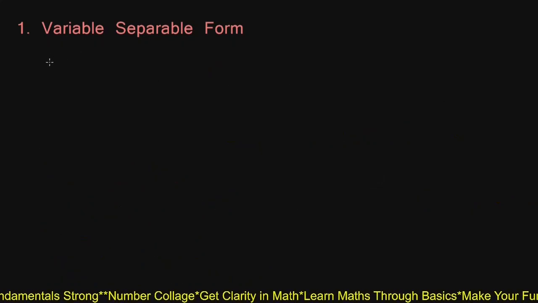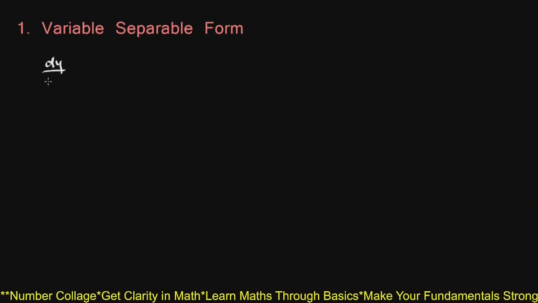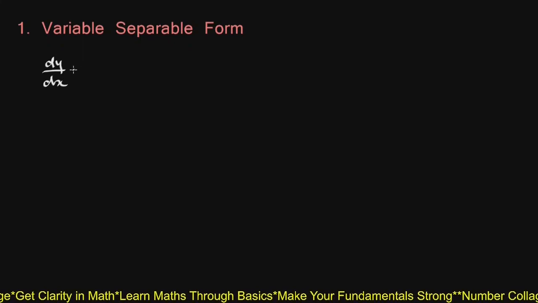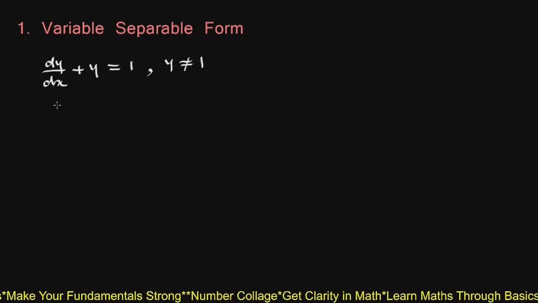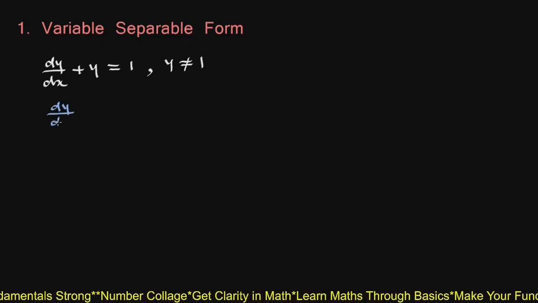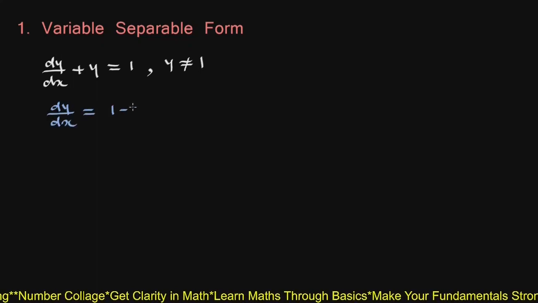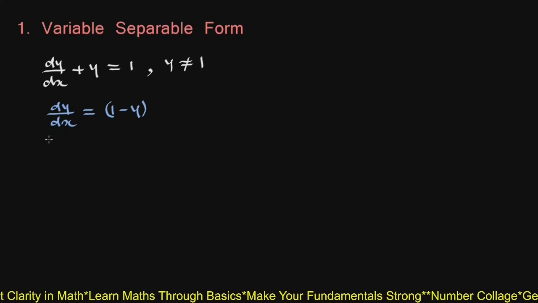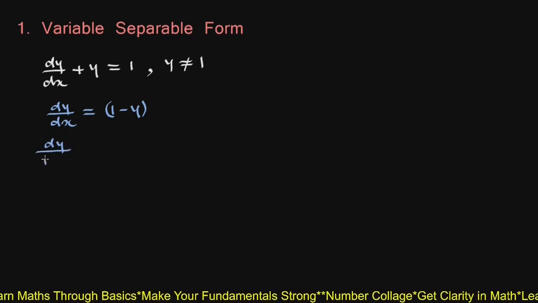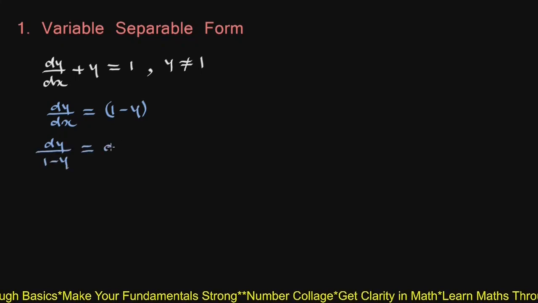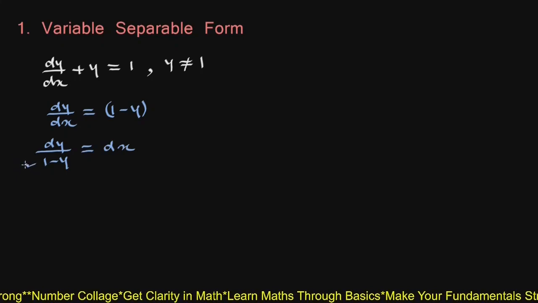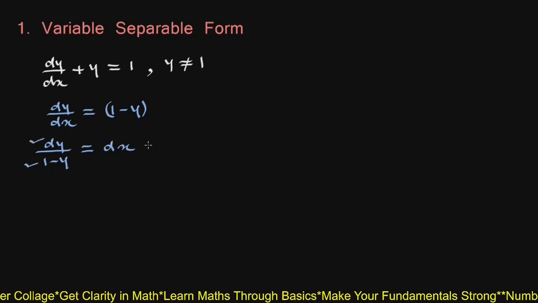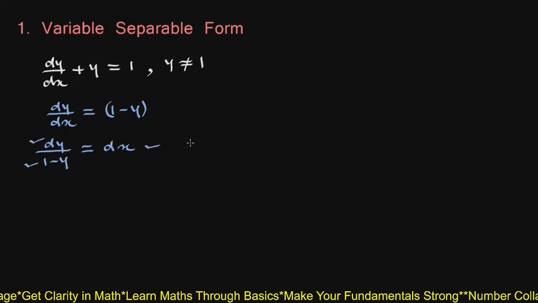Find the general solution of the differential equation dy by dx plus y equals 1, where y is not equal to 1. It will be dy upon dx equals 1 minus y. For separating the variables, we write dy upon 1 minus y equals dx. Now the variables have been separated because the function of y is with dy and the constant 1 is with dx.